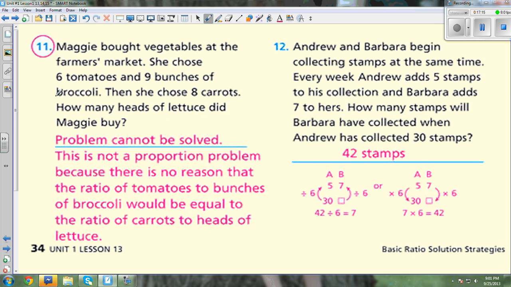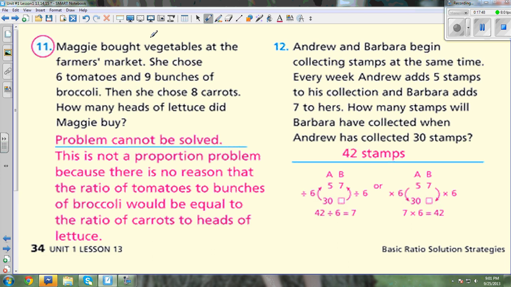So here's an example of a problem that's not a proportion, because it went from 6 tomatoes and 9 bunches of broccoli to 8 carrots and how many heads of lettuce. The problem cannot be solved. This is not a proportion problem because there's no reason that the ratio of tomatoes to bunches of broccoli would be equal to the ratio of carrots to the heads of lettuce. So that's just an example. You're talking about tomatoes to broccoli. How can you compare it to carrots to heads of lettuce?